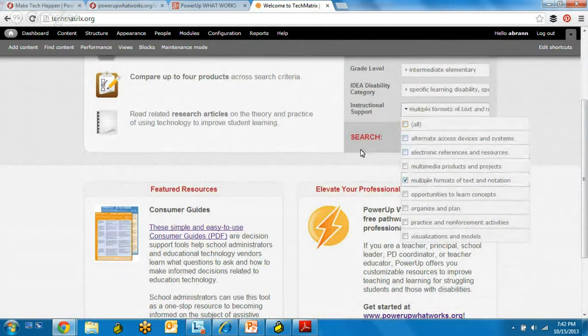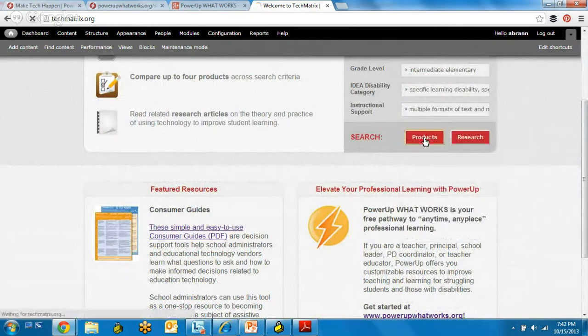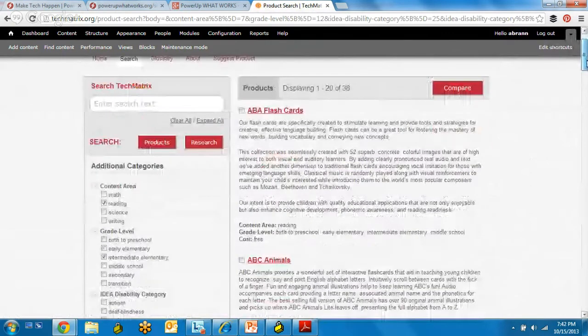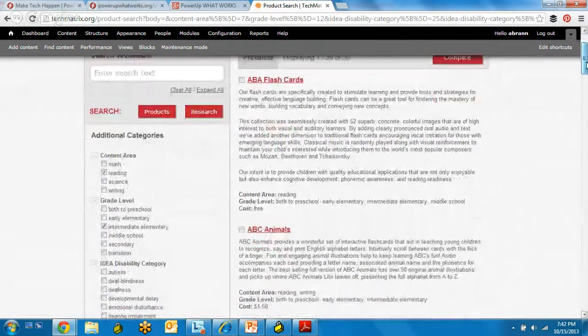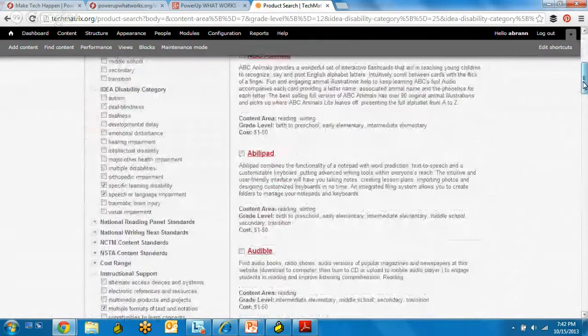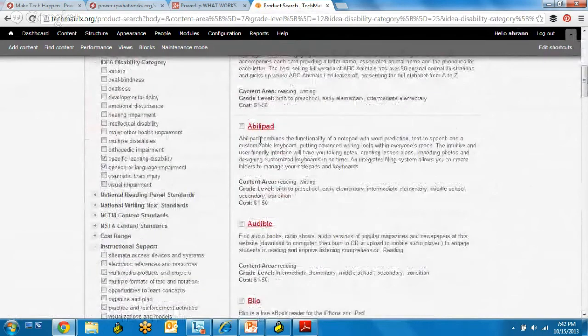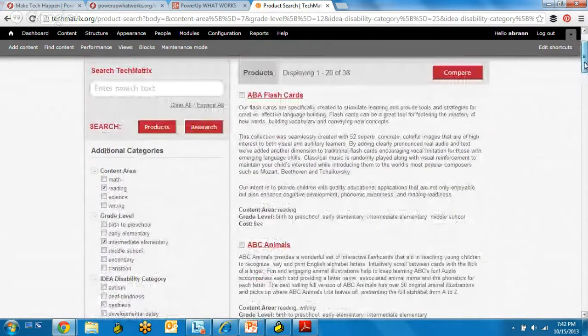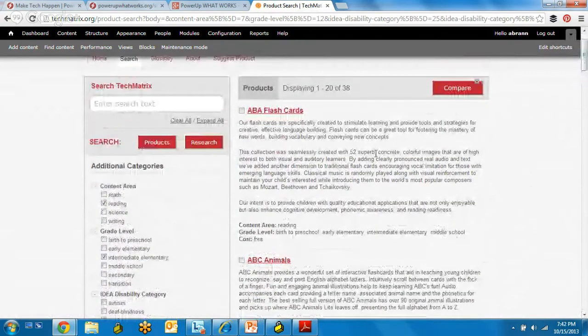So she's going to decide here that she would like multiple formats of text, thinking about ways to differentiate, and here she sees a listing of different ways, different technology tools. Nice little brief explanation, tells you the cost, tells you what's good about it that could help you. I know people have used this to find free resources, and that's free apps.